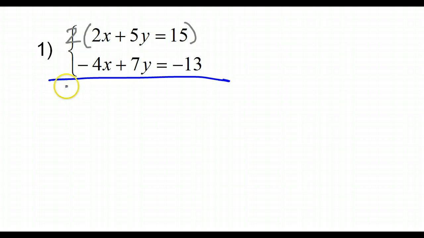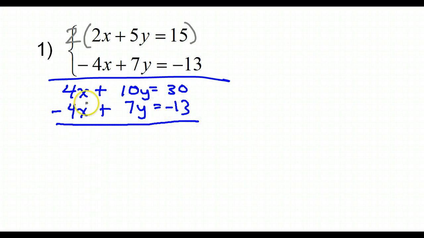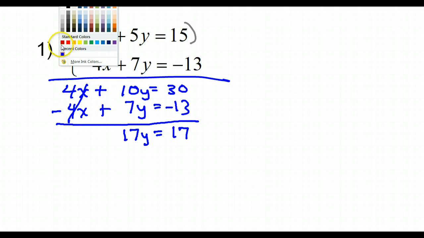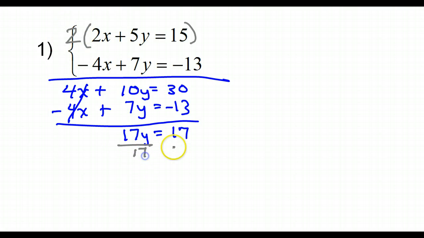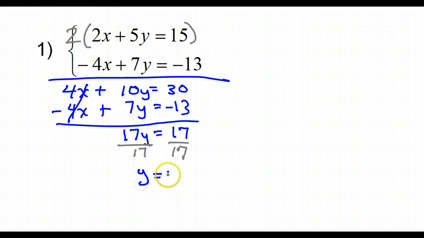The top equation is going to become 4x plus 10y is equal to 30. The bottom equation remains the same, negative 4x plus 7y is equal to negative 13. So I can put these together. Those are going to cancel out, so I'm going to get 17y is equal to, oh, look at that, 17. How lovely. Then I'm going to divide by 17, and I am going to get y equals 1.